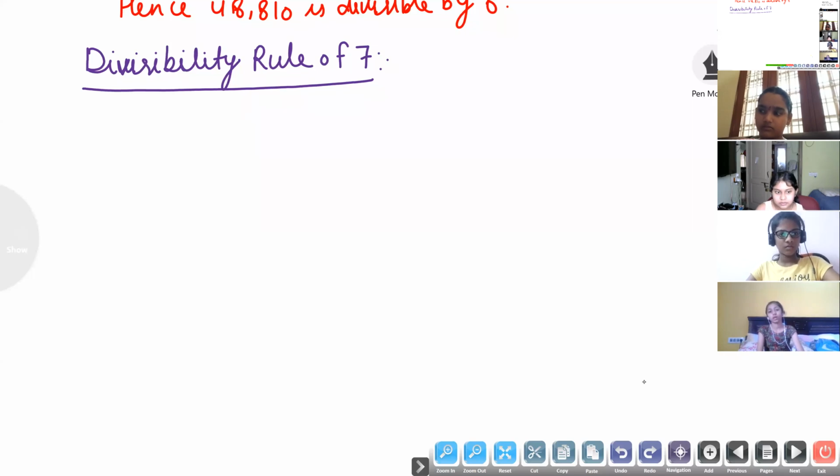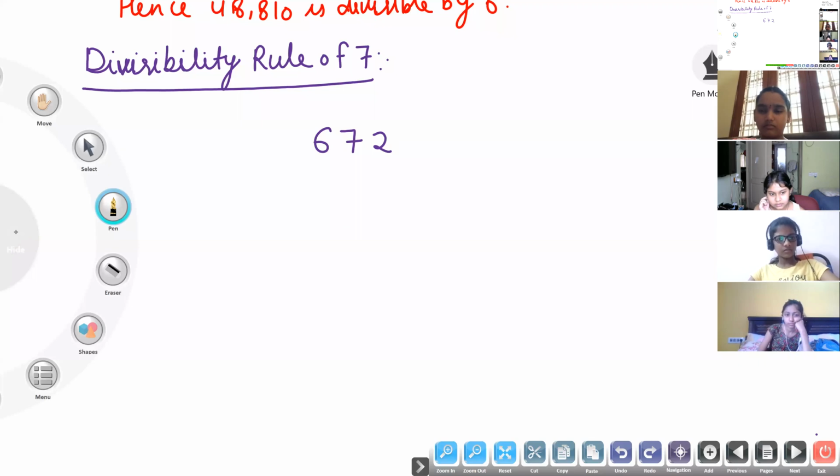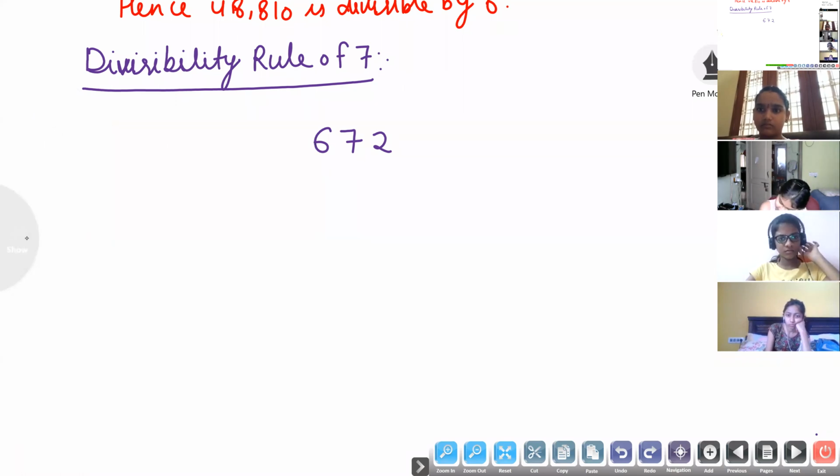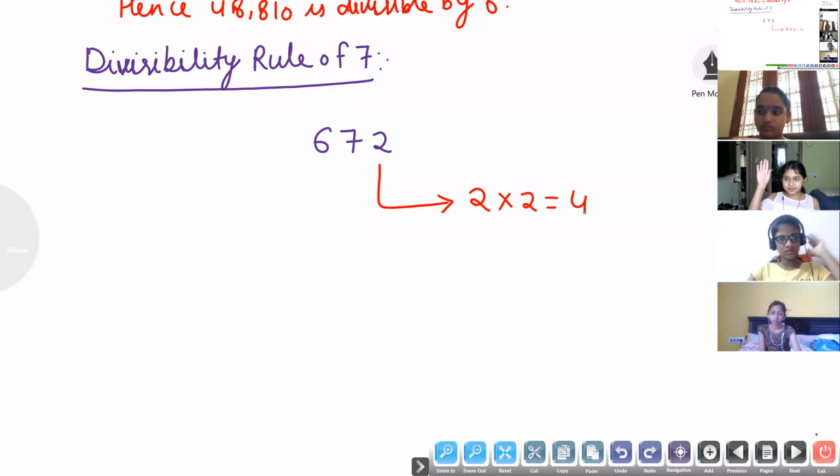I am taking one example, students. 672. Concentrate here, don't write. 672. I want to check this number is divisible by 7 or not. My first step, I want to take double of one's place. One's place a digit is 2. Double of this digit, 2 into 2 is equal to 4. 2 into 2, 4 has come.